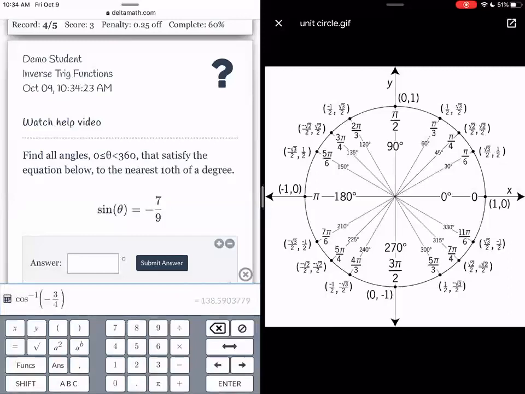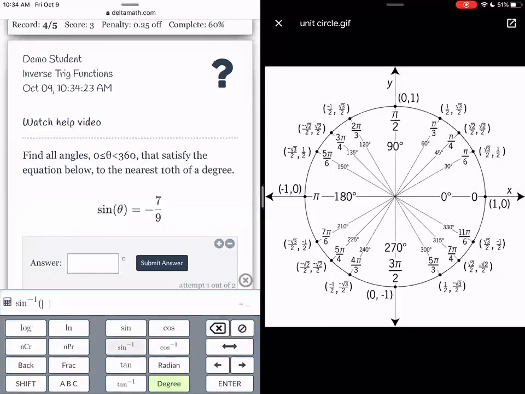So when you have a sine, you're not going to type an inverse cosine or an inverse tangent. You're going to type an inverse sine. So inverse sine, and then in here you're going to put... Ah, so frustrating. I'm so sorry, guys. Okay, I said put an inverse sine because they gave us a sine.